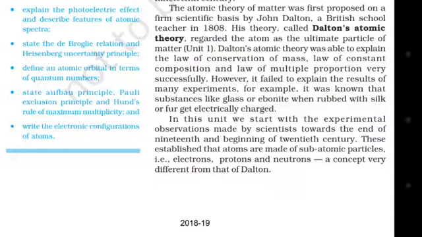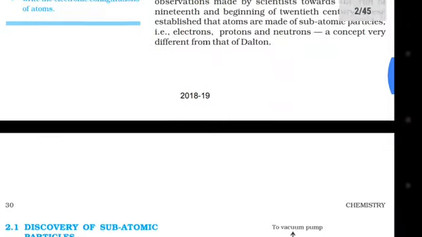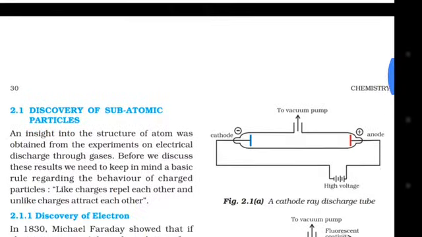However, it failed to explain the result of many experiments. For example, it was known that substances like glass or ebonite, when rubbed with silk or fur, get electrically charged. In this unit, we start with the experimental observations made by scientists towards the end of 19th and beginning of 20th century. These established that atoms are made of subatomic particles, that is, electrons, protons, neutrons, a concept very different from that of Dalton.